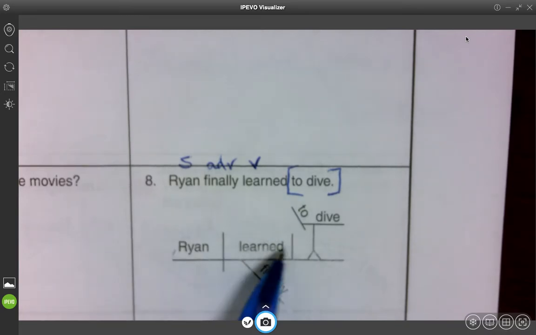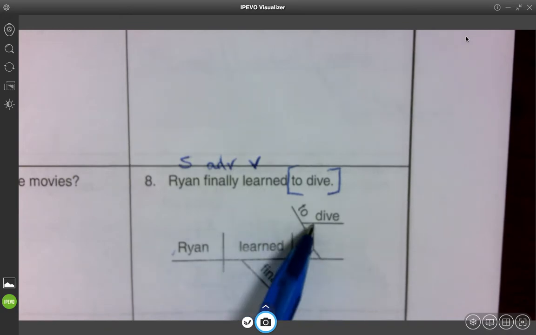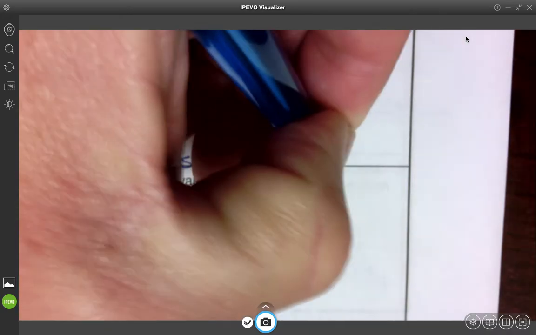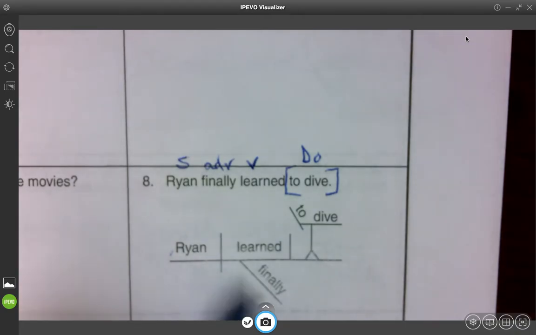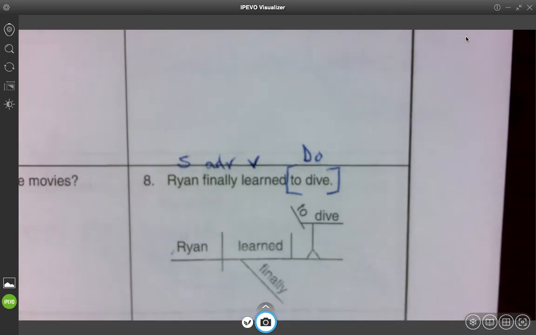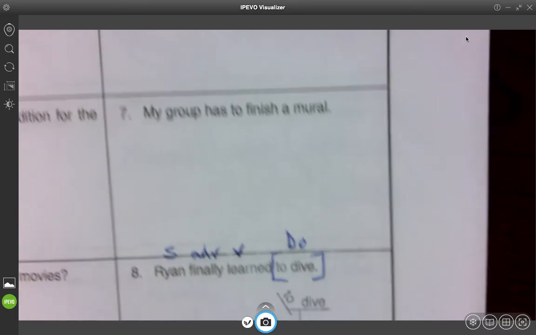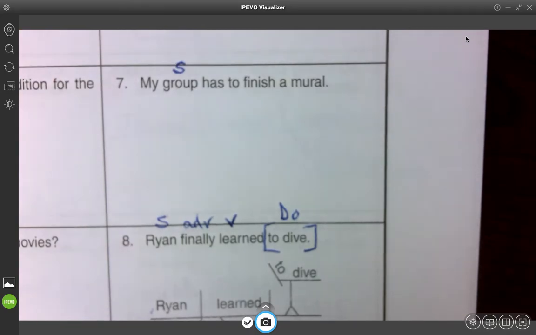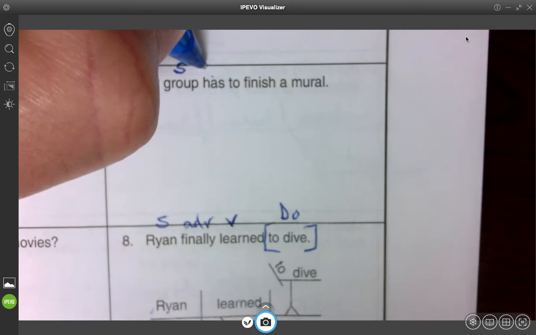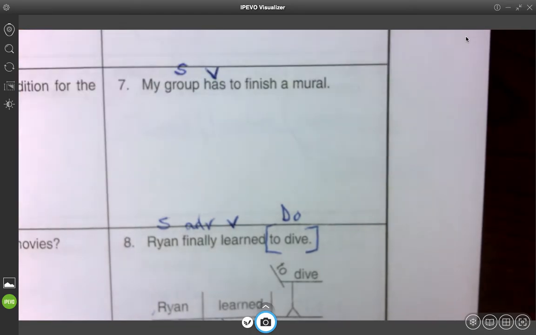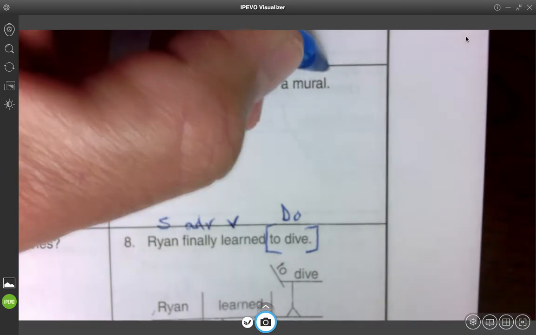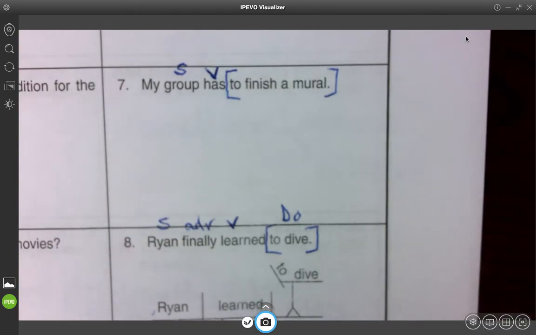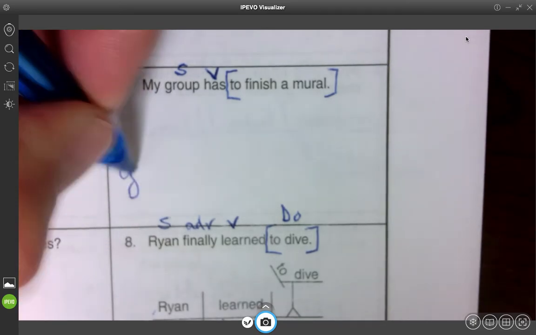Ryan, subject, learned, verb, what? To dive. In this particular instance, this serves as a direct object, and then my adverb, finally. So as I take a look at my sentences, again, labeling them is going to assist me in determining where that has to go. Group has, remember, has, have, had, those are ownership, those are verbs. And then to finish a mural, how do I know when to stop? Next part of speech or the end of the sentence. So I'm ready to diagram.